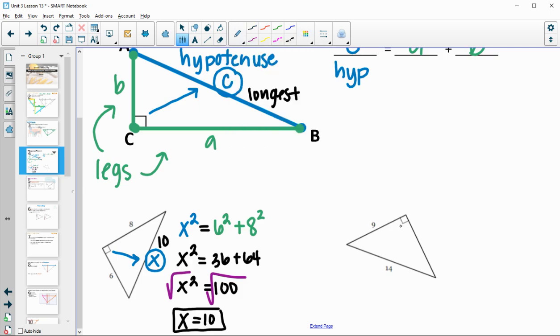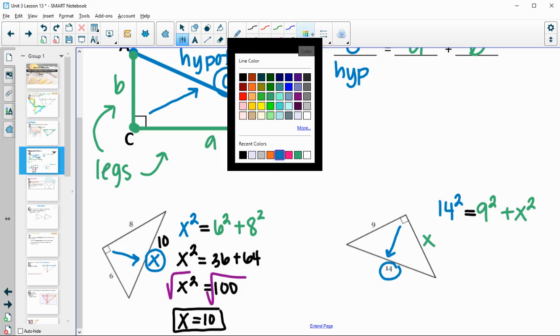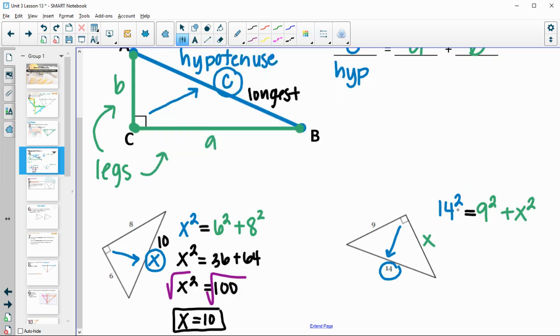Then the second example, here's our 90-degree angle. Across from that is the 14, so that's our C value. That's our hypotenuse. So 14 squared is equal to the legs squared and added together. Our legs are 9, so 9 squared, and then the leg that we're looking for, we can just call that x. So 9 squared plus x squared. And then we do 14 squared, which is 196. And that equals 81 plus x squared.